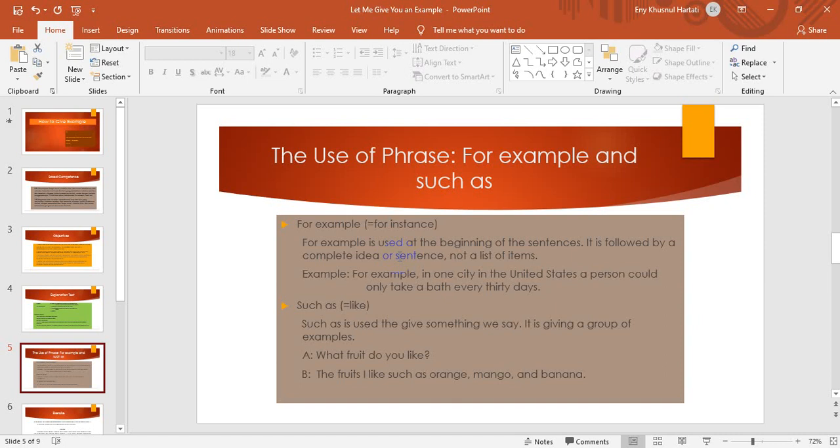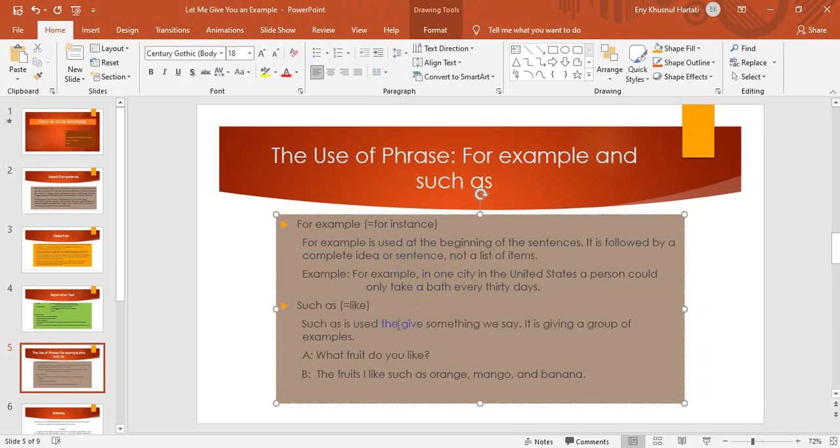Kemudian, or the next, such as. Such as means like, seperti. Such as is used to give something we say. It is giving a group of example. For example, what fruit do you like? The fruits I like such as orange, mango, and banana.